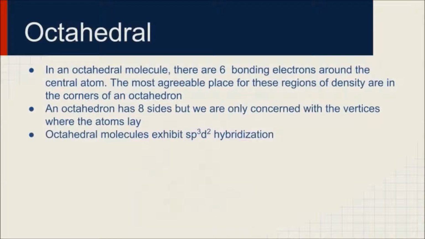The next shape is octahedral. In an octahedral molecule, there are 6 bonding electrons around the central atom. The most agreeable place for these regions of electron density are in the corners of an octahedron. An octahedron has 8 sides, but we are only concerned with the vertices, the 6 vertices, where the atoms lay.